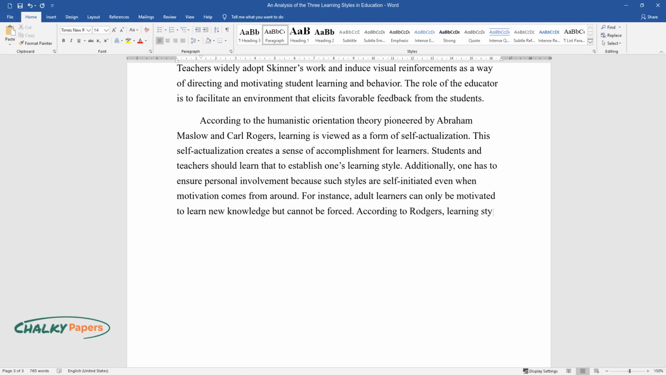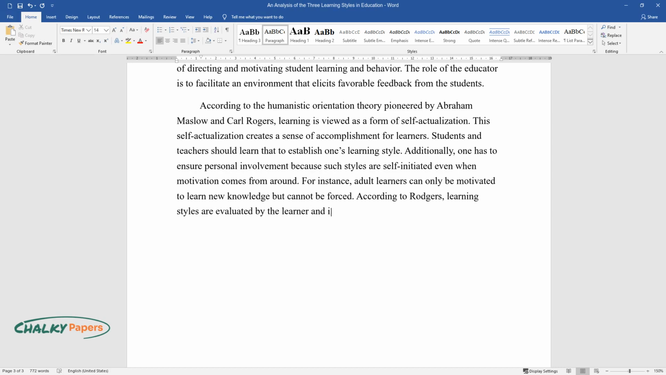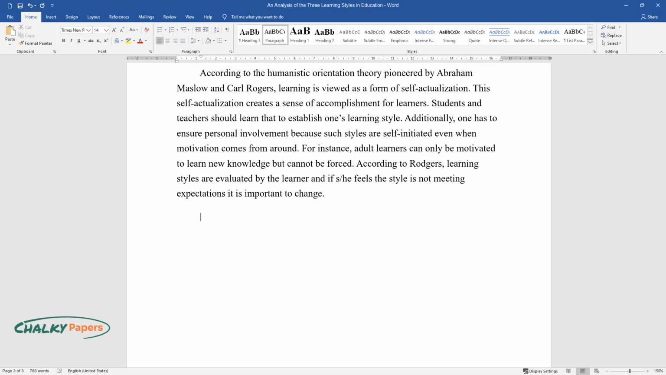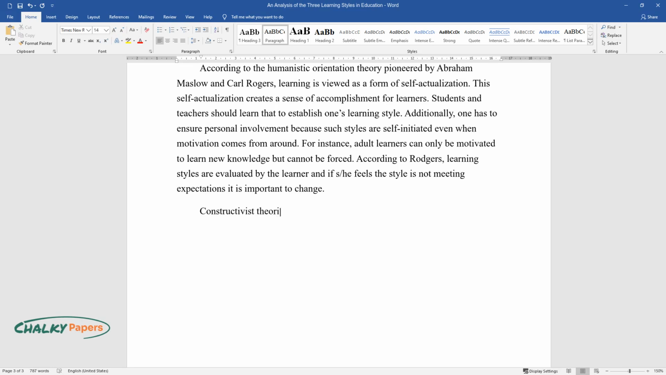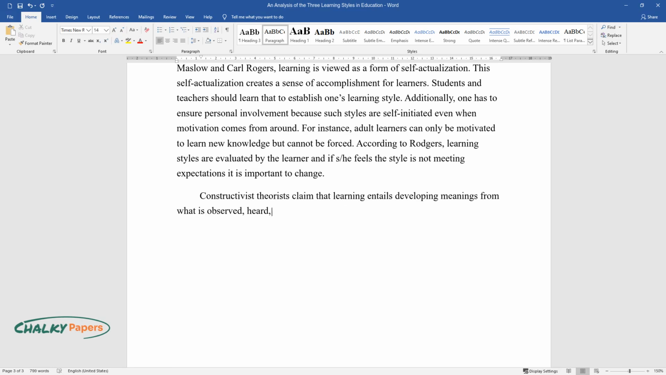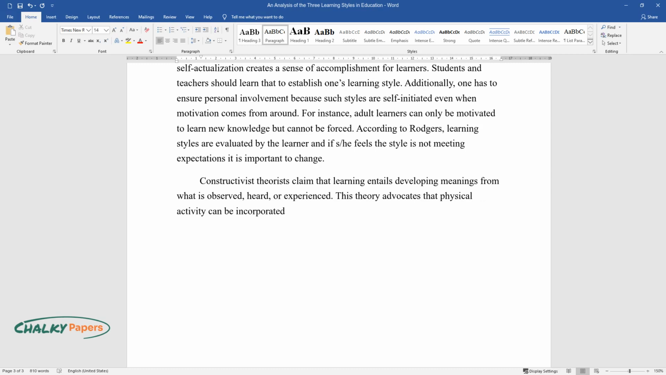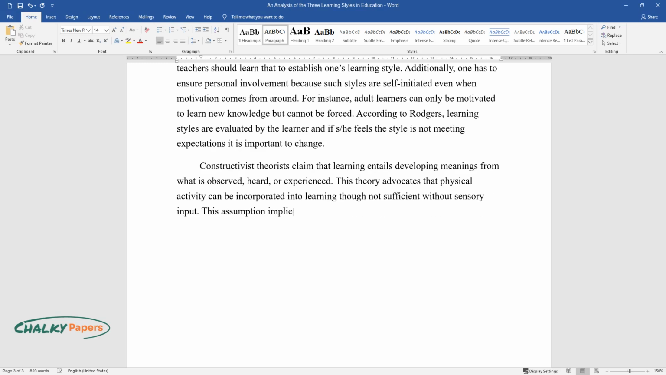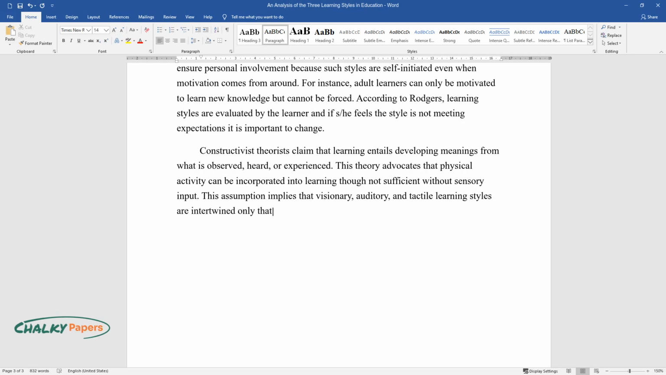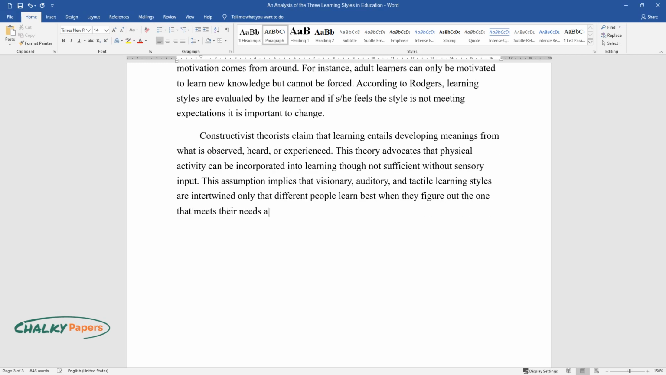According to Rogers, learning styles are evaluated by the learner, and if she feels the style is not meeting expectations, it is important to change. Constructivist theorists claim that learning entails developing meanings from what is observed, heard, or experienced. This theory advocates that physical activity can be incorporated into learning, though not sufficient without sensory input. This assumption implies that visual, auditory, and tactile learning styles are intertwined, only that different people learn best when they figure out the one that meets their needs appropriately.